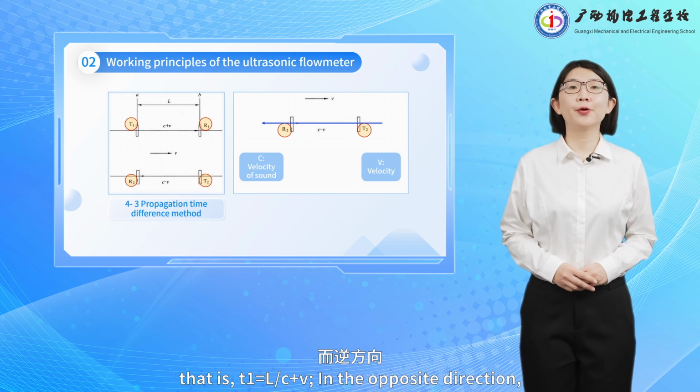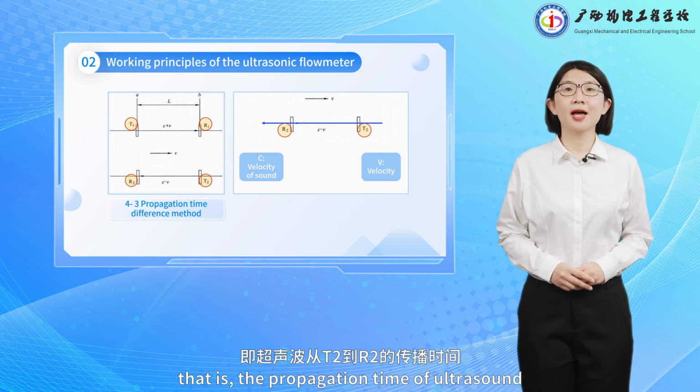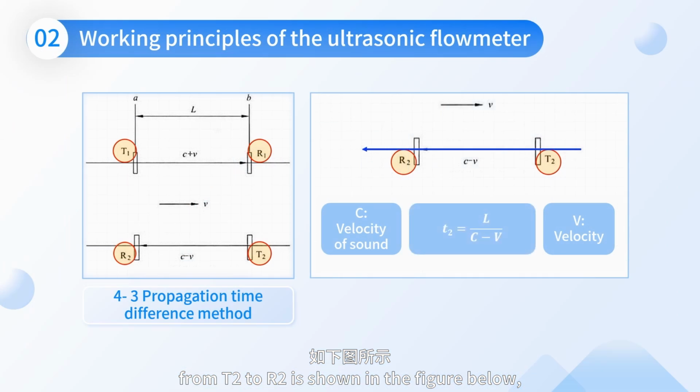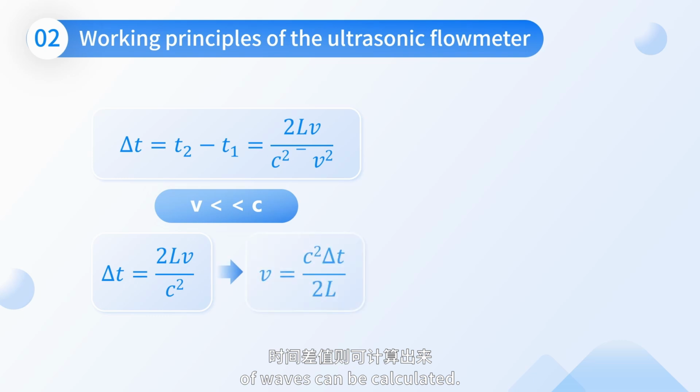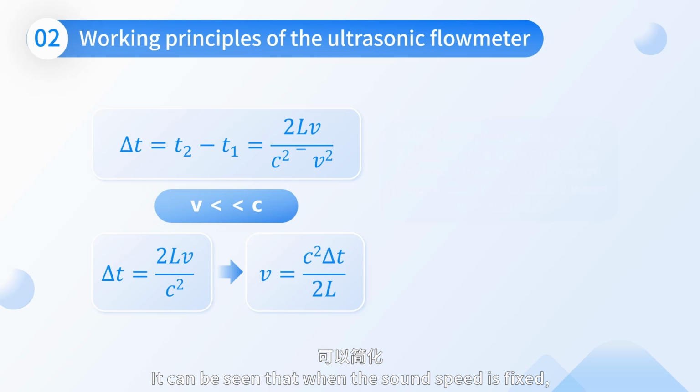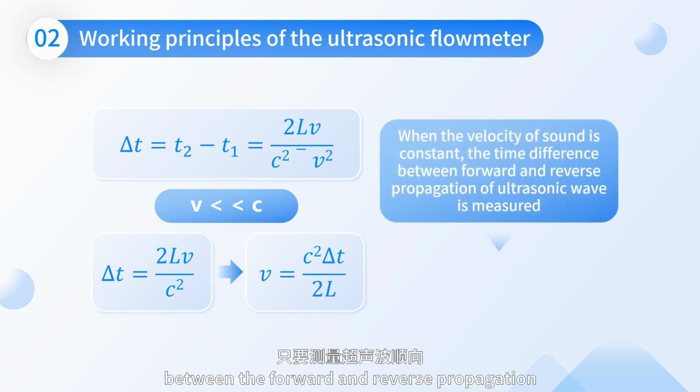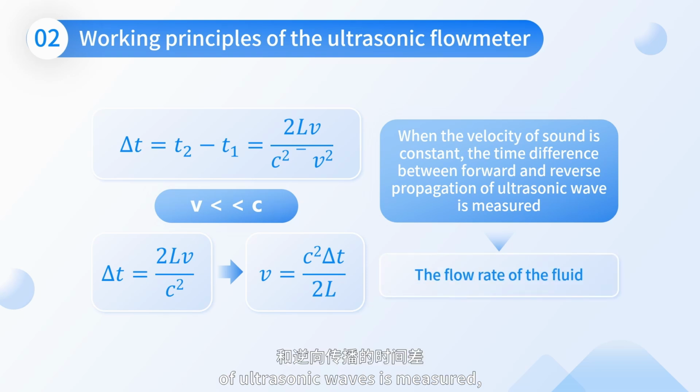In the opposite direction, the propagation time of ultrasound from T2 to R2 is shown in the figure below, t2 equals L over c minus v. The time difference between the two beams of waves can be calculated. Since v is much less than c in industry, the calculated formula can be simplified. It can be seen that when the sound speed is fixed, as long as the time difference between the forward and reverse propagation of ultrasonic waves is measured, the fluid flow velocity can be obtained.